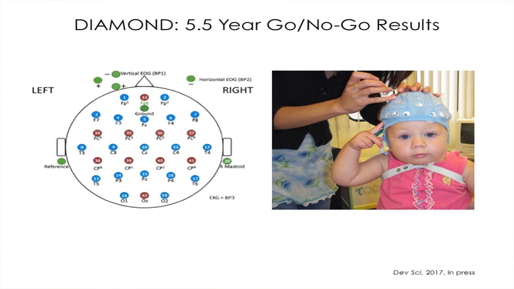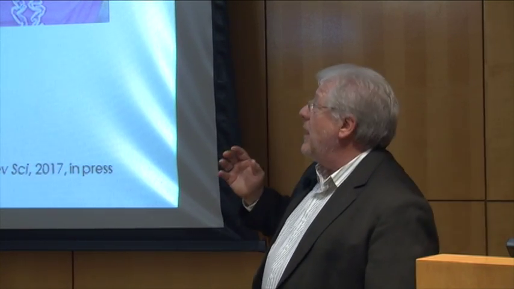At 5.5, we put them through an electrophysiology battery. We gave them what's called a go-no-go task and measured the electrical potentials from their scalp using ERPs. We actually didn't use a cap. A lot of these children were African American, so we actually had to use a 10-20 system and apply the electrodes directly to their heads. And so our team is just great to be able to do that.